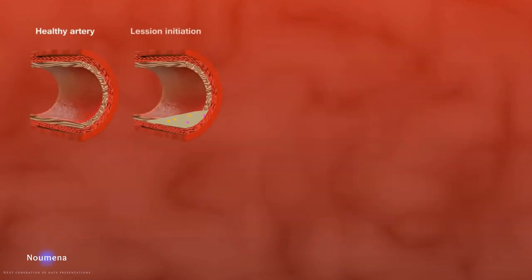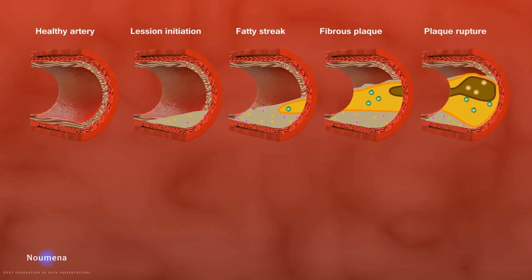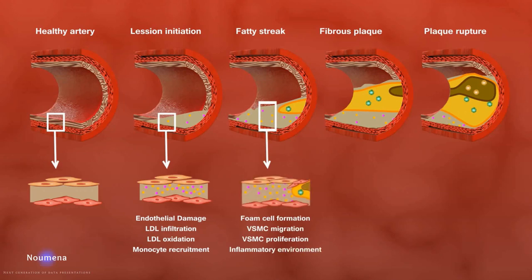To summarize, there are 4 stages of atherosclerosis: lesion initiation, fatty streak, fibrous plaque and plaque rupture. Due to specific risk factors which we will explore in the next sections, the endothelial layer of the healthy artery is damaged, leading to lesion initiation, LDL infiltration and oxidation and monocyte recruitment. The plaque will progress to the next stage, the fatty streak. This stage consists in foam cell formation, vascular smooth muscle cells migration and proliferation and an overall inflammatory environment.